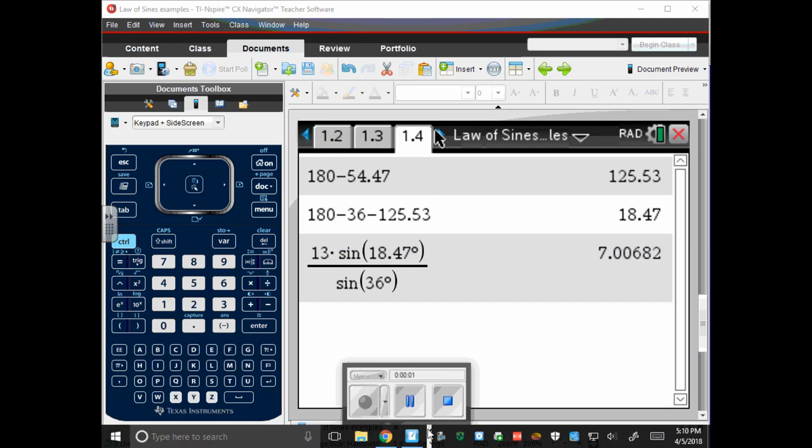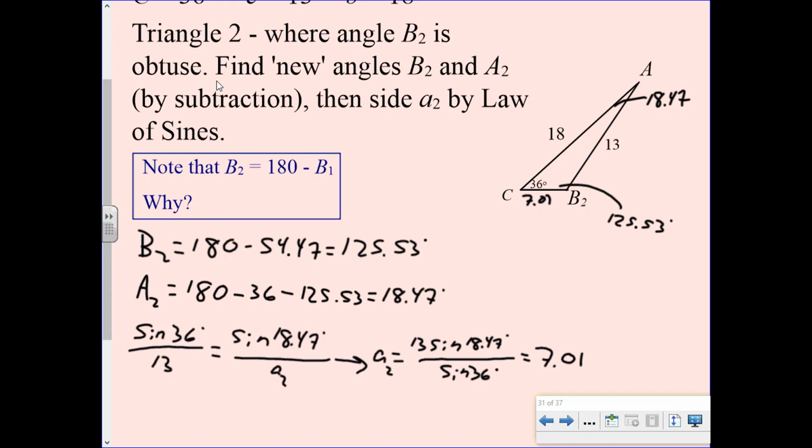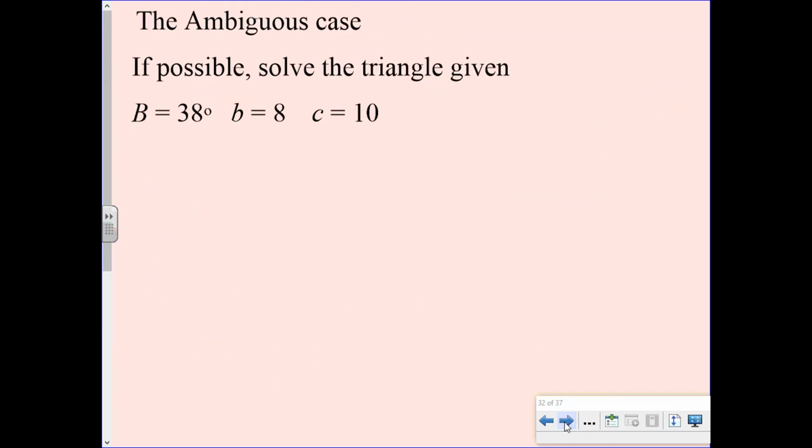Okay, take a deep breath. What I'm going to do now, I'm going to show you one last example for you to do on your own. So I'm giving you angle B, 38 degrees. Side B is 8, so again, that's your opposite side, and then side C is 10. So pause the video, please. Write that down and see if you can solve that triangle on your own.